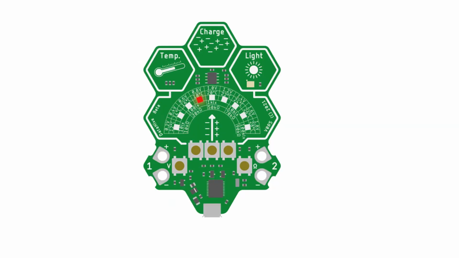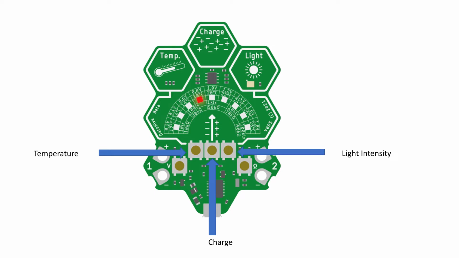When using the data hive in the portable mode, or when using charge, you'll need to read the data by using the buttons on the front of the data hive. The button on the top left is for temperature, the middle is for charge, and the top right is light intensity. The bottom left button is for voltage, and the bottom right is for resistance. You can read the values by using the scale in the middle of the data hive.